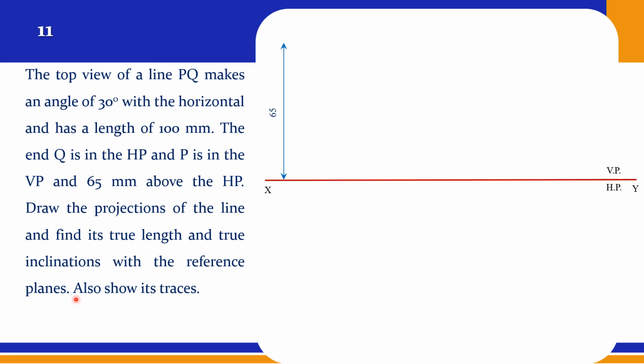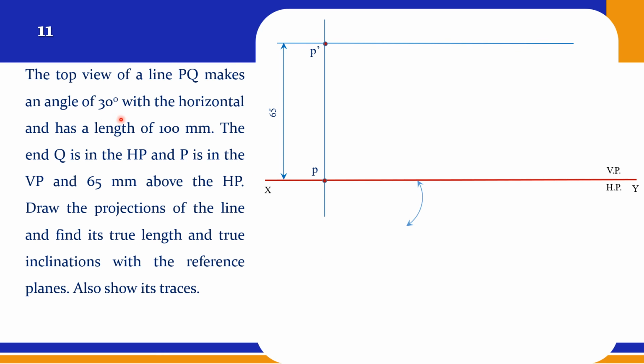So draw the xy reference line at 65 mm. Draw the locus line. This is your first point, p dash, and P is on VP. So this is our P. P is on VP. In front view, it is above HP. So in top view it is on the XY reference line itself, since it is on VP.